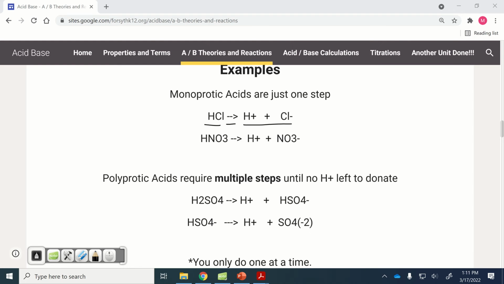The second one, nitric acid, H plus and NO3 minus. Okay, so we just break it up into its pieces. I mean, if I want to do one more just to make sure we're clear, I could be like HF.